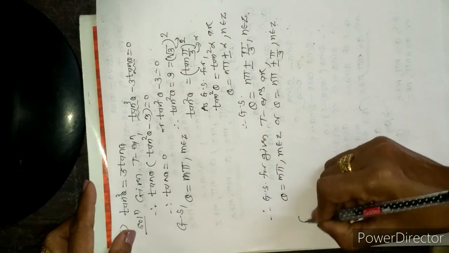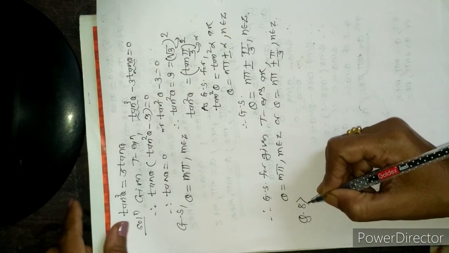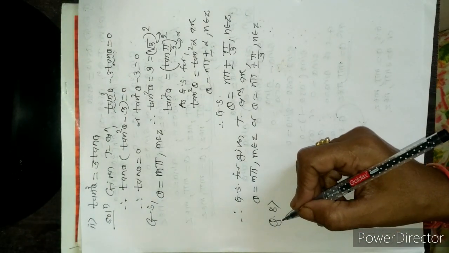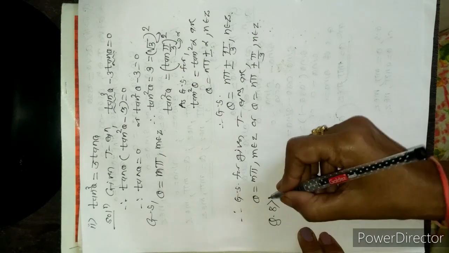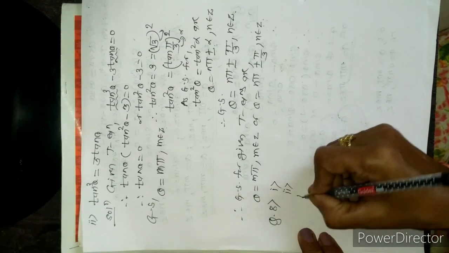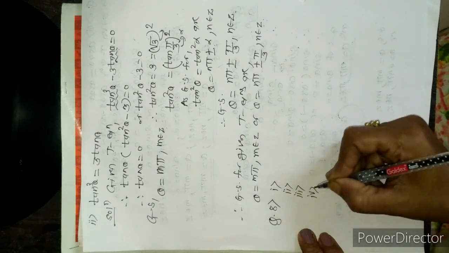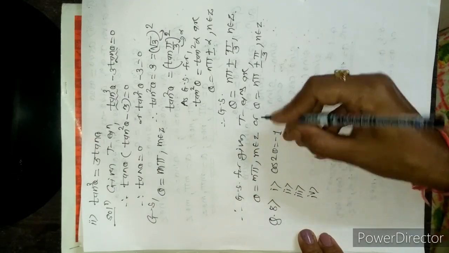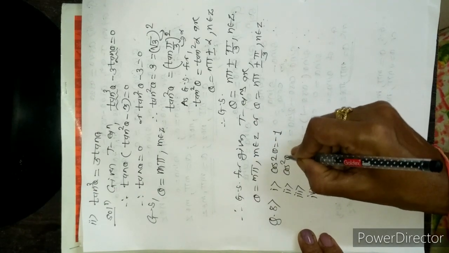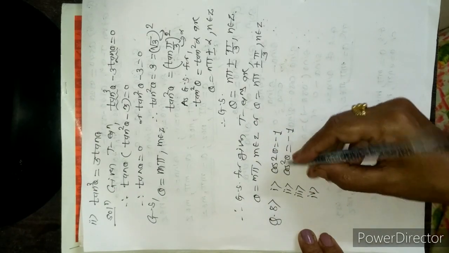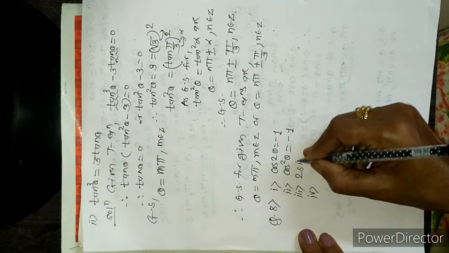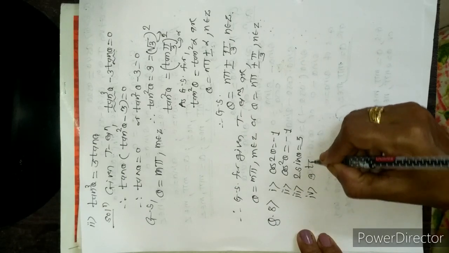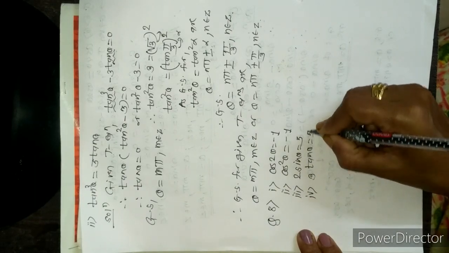Now we take the last question, question number 8, from your exercise. Which of the following equations have a solution? So we write these equations one by one. The first equation is cos 2 theta equal to minus 1. The second equation is cos square theta is equal to minus 1. The third equation is 2 sin theta equal to 3. And the last is 3 tan theta equal to 5.